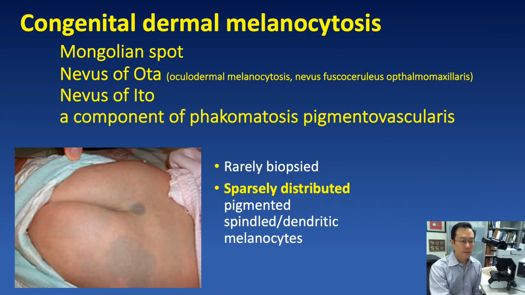Congenital dermal melanocytosis refers to a group of disorders that exhibit only limited clinical and slightly greater histologic overlap with a common blue nevus, but these are essentially never biopsied. Histologically, one sees sparsely distributed pigmented and spindled dendritic melanocytes, usually not so much in a focal cluster, but more evenly distributed throughout the upper and lower dermis.